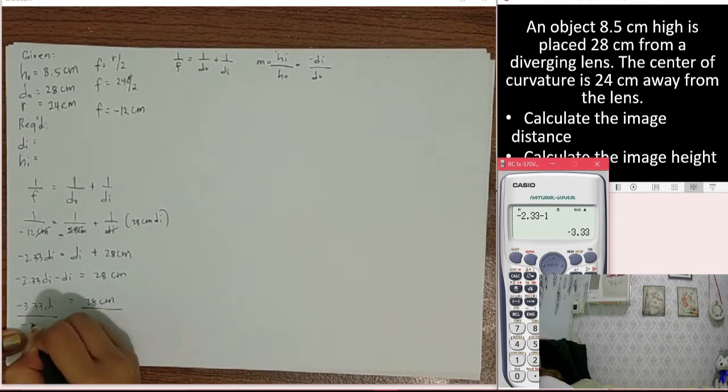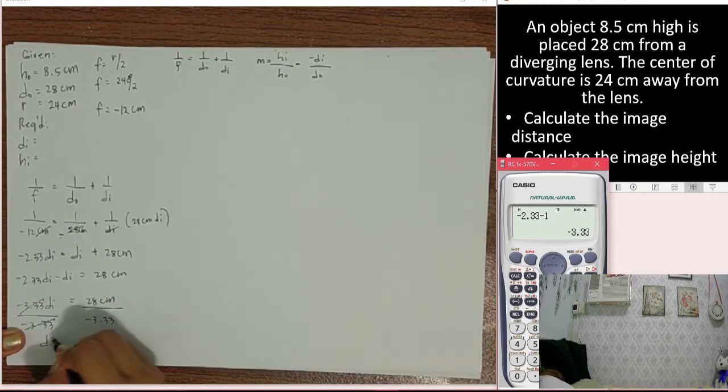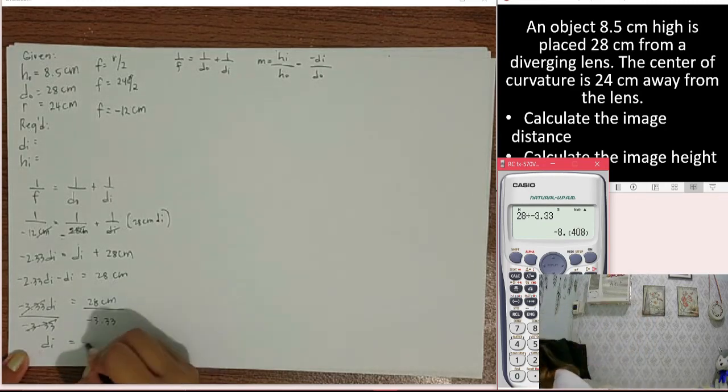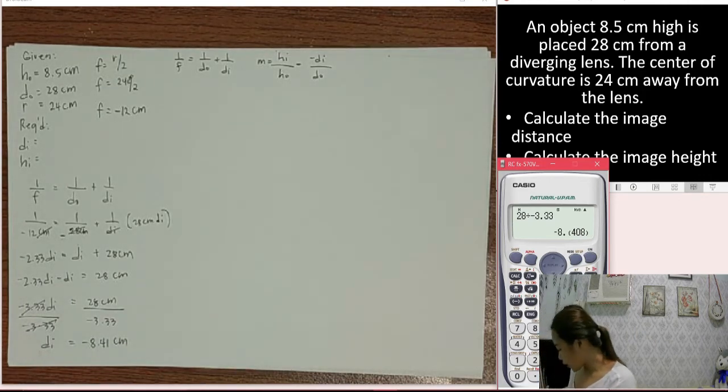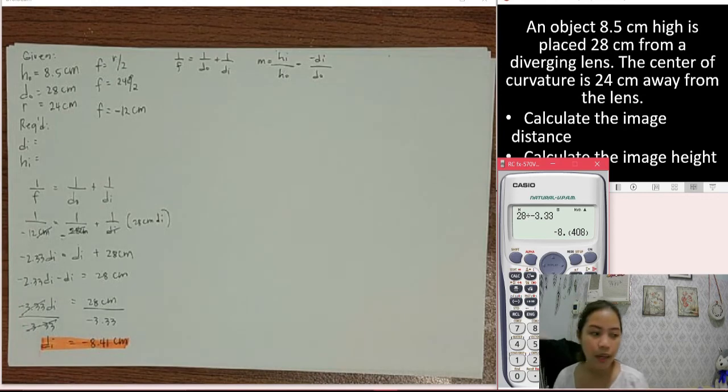Divide both sides by negative 3.33. Cancel, cancel. What remains is the d sub i. So 28 divide negative 3.33 is equal to negative 8.41 centimeters. Therefore, for the d sub i, that is equal to negative 8.41 centimeters. So there it is. Now we're done with the d i.